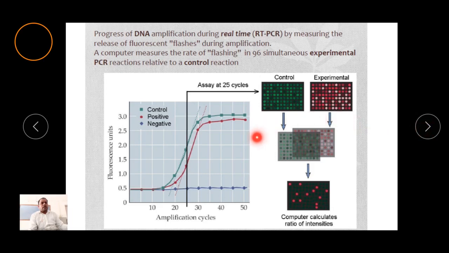So here the graph shows the amount of DNA that is amplified depending on the different concentrations of the fluorescent dye. The progress of DNA amplification during real-time PCR can be measured using fluorescent flashes during amplification. It is a totally computerized process. A computer measures the rate of flashing in 96 simultaneous experimental PCR reactions relative to a control reaction, the result is generated, and the graph is plotted like this.